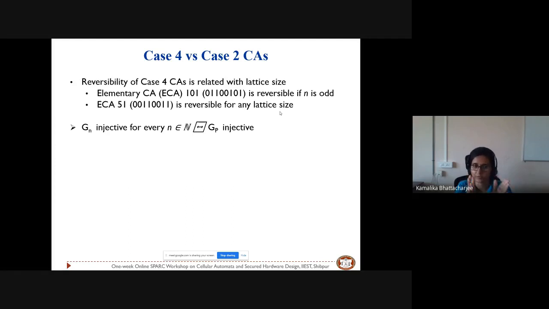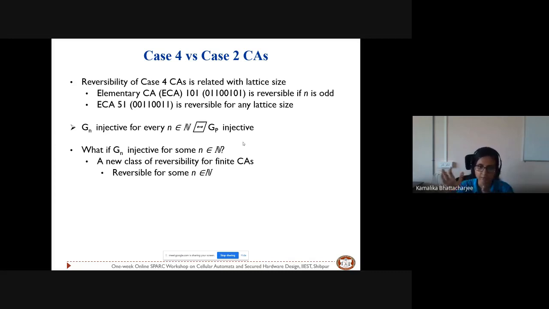But what if Gn is injective for some specific n's only? It can happen if we take ECA 101 or ECA 75 or ECA 45 or something like that. Those kind of CAs whose behaviors change depending upon the cell size. So we might get some CAs which are reversible for only specific n's belonging to the set of natural numbers. So this is a new class of reversibility for finite CAs. We call them the semi-reversible CAs.